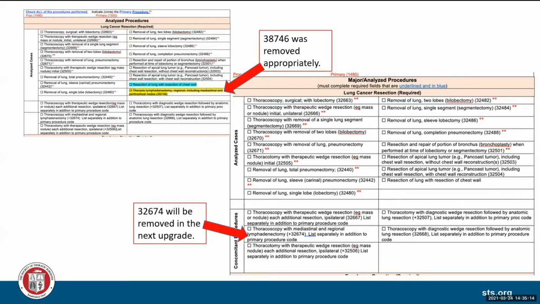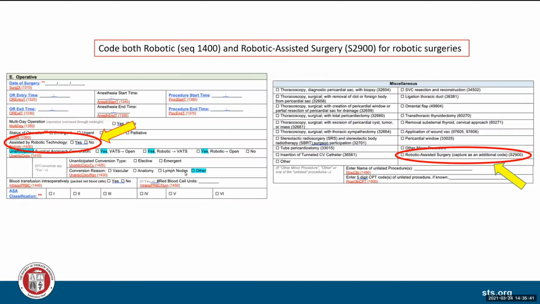Next slide, please. All right, and two clarifications that came up on questions last month on the call. The first was related to this 32674 and this previous 38746. 32674 should have been removed from this version. It was not. It will be removed in the next version. If you code it or not, it's fine. The consensus from the surgeons was that lymphadenectomies are captured in the node section, so we do not need to double capture it here in this section. So it will be removed in the next version.